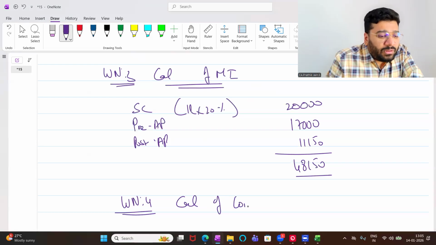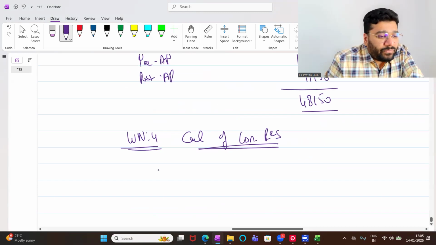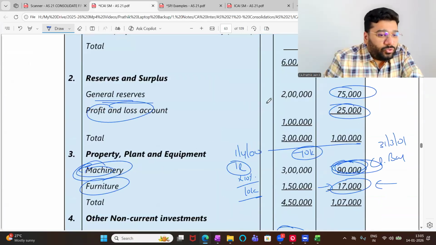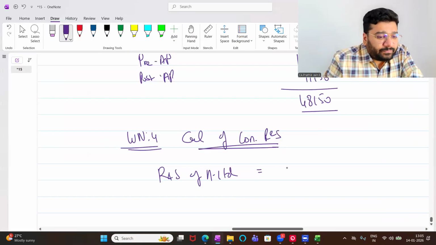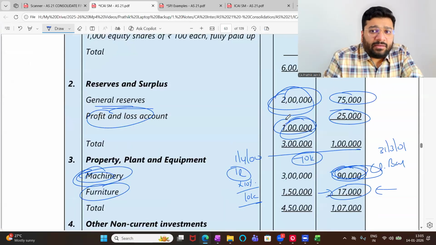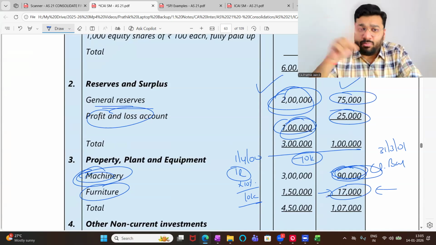Then working note number 4, calculation of consolidated reserve and surplus. What is the reserve and surplus of the holding company, H Limited? 2 lakh plus 1 lakh, it is 3 lakh. What is this opening? This is both closing of H and S Limited. Guys, don't take this as opening and this as closing. One is H and one is S, and both are on the closing date only.